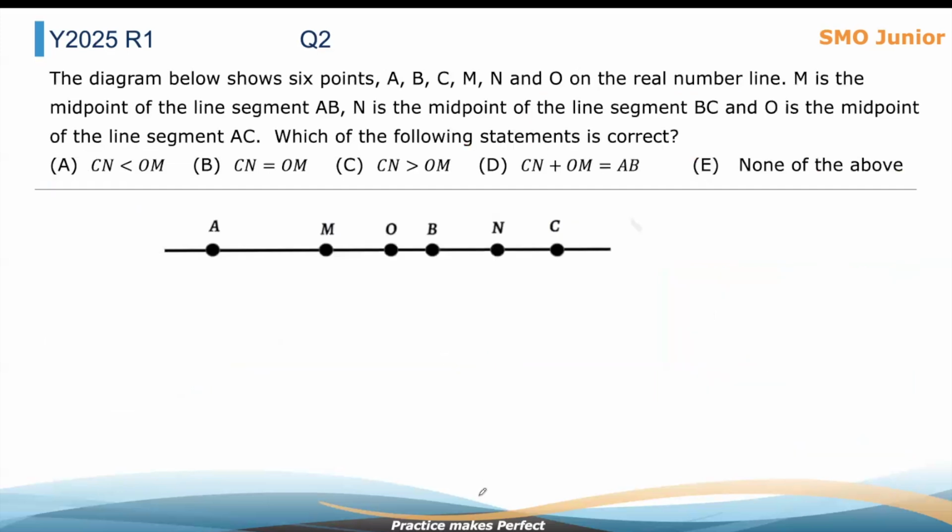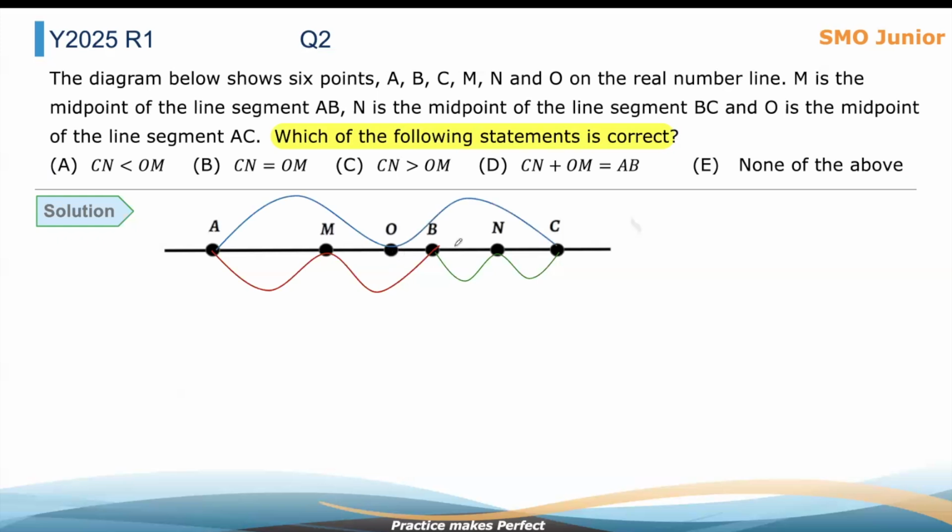Question 2. There are 6 points on the same straight line. M is the midpoint of AB, so we draw the marks like this, meaning AM equals MB. Similarly, N is the midpoint of BC, so BN equals NC. And O is the midpoint of AC, so AO equals OC.